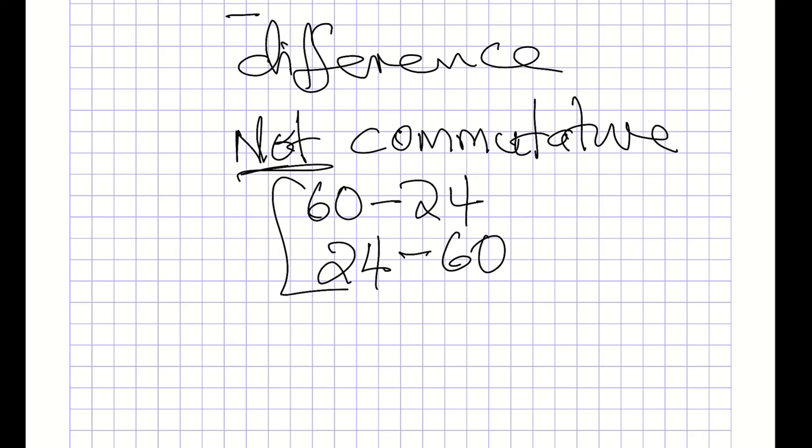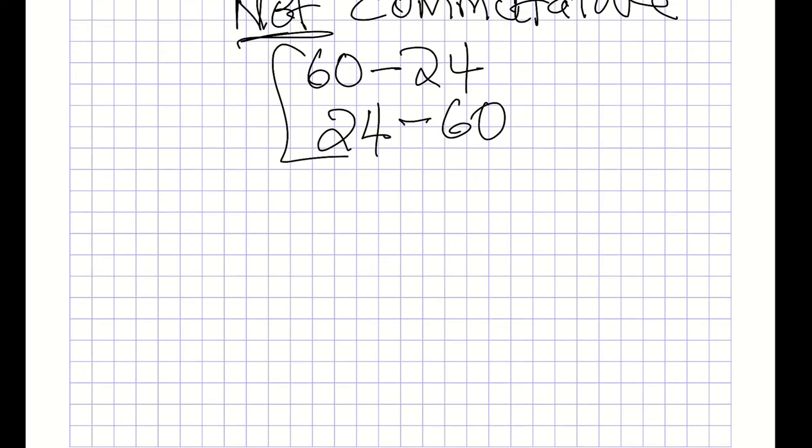Addition is commutative. You can switch the numbers, but not with subtraction. So the position of the numbers matters. In addition, the position does not matter, so you can switch it around. But in subtraction, the position matters, right?